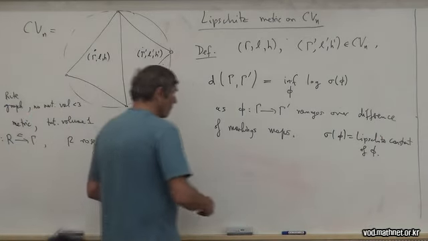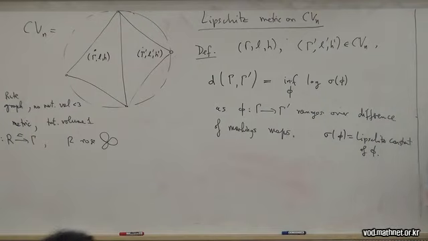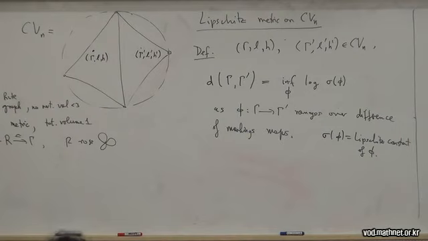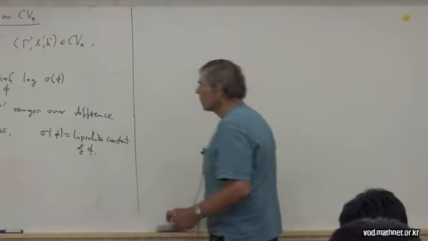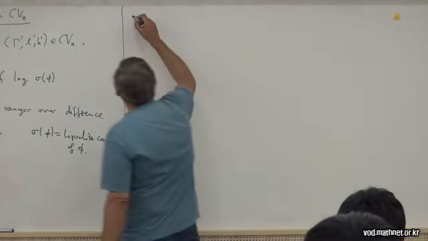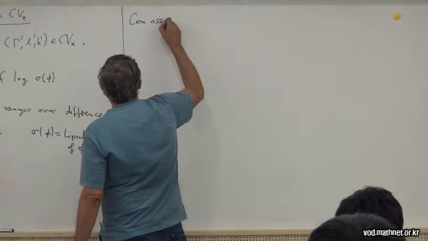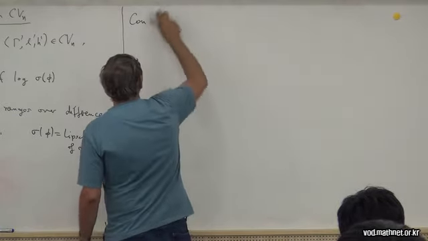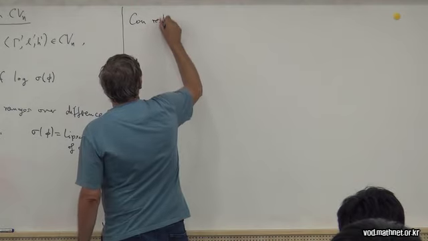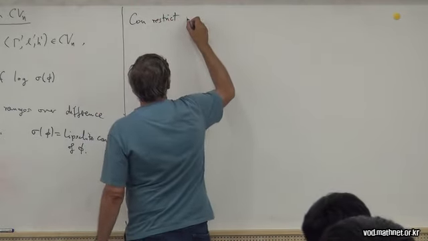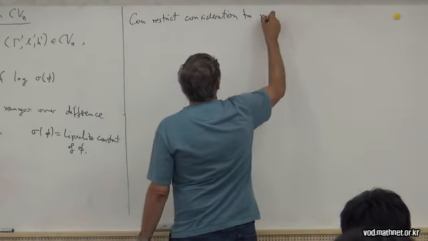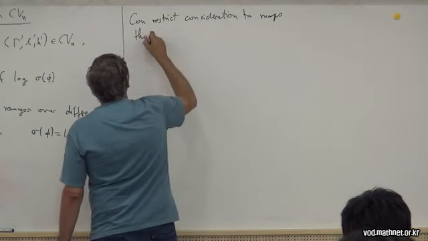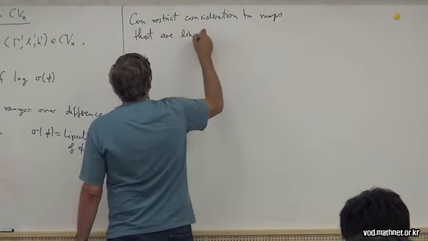So, okay, so what is this? Let me make some comments. First, I can always assume, or can restrict consideration, to maps that are linear on edges.